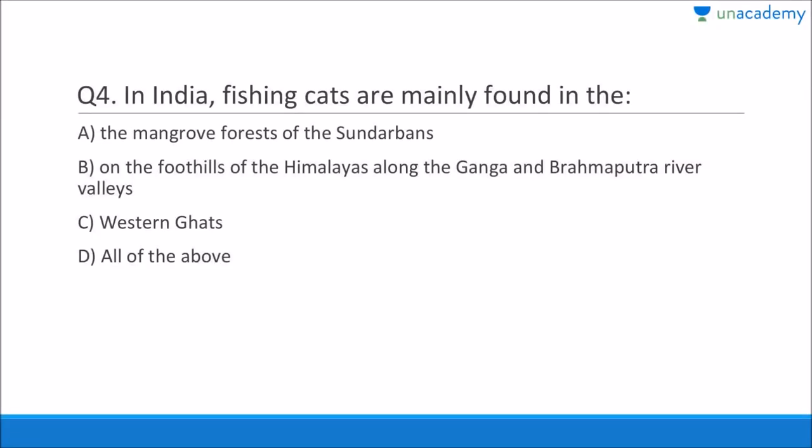Question number 4. In India, fishing cats are mainly found in the mangrove forest of Sundarban. That is correct. On the foothills of the Himalayas along the Ganga and Brahmaputra river. That is also correct. Western Ghats, that is also correct. D, all of the above is the answer.